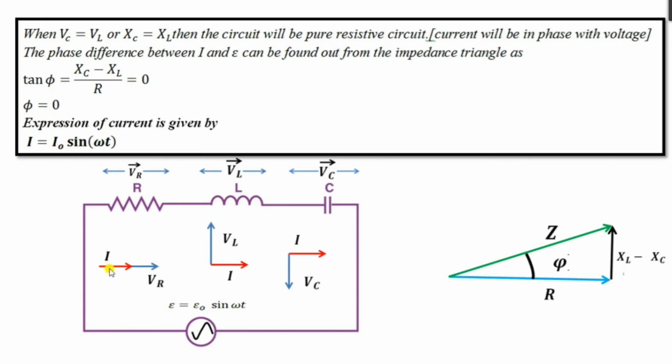In a resistor circuit, current and voltage are in the same direction, in an inductor circuit voltage will lead the current, and in a capacitor circuit voltage will lag behind the current. If VL is greater than VC, the circuit will act as an inductive circuit, and if VC is greater than VL, the circuit will act as a capacitive circuit. If VL and VC are equal, they will cancel each other, and we are left with a resistive circuit, and this time the current and voltage will be in the same phase.